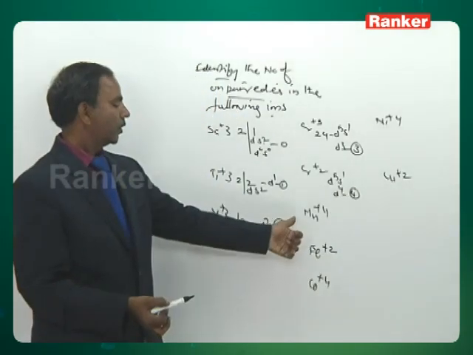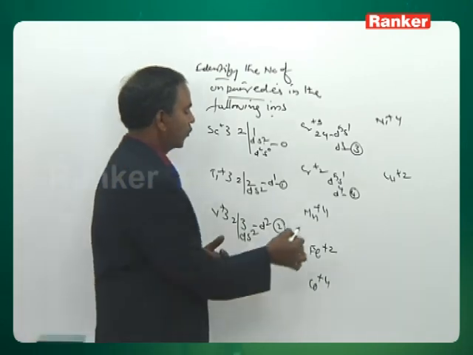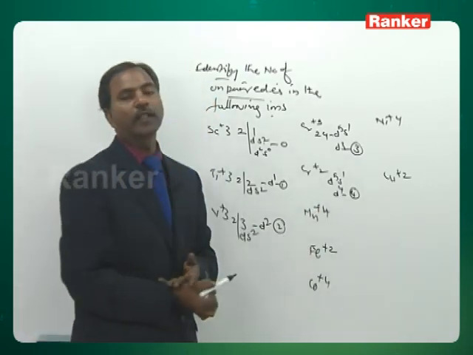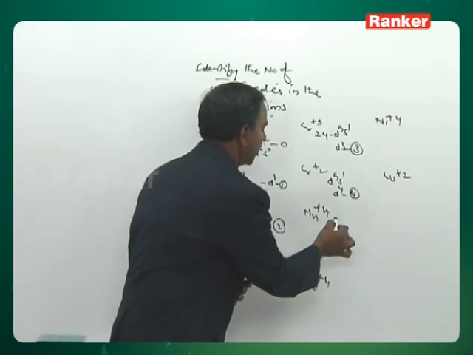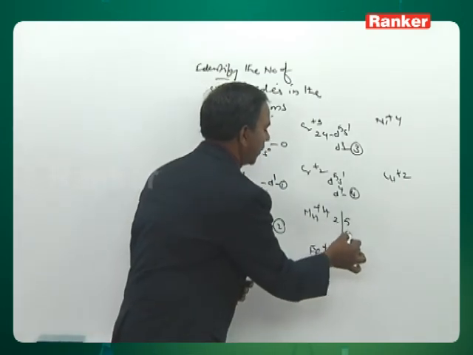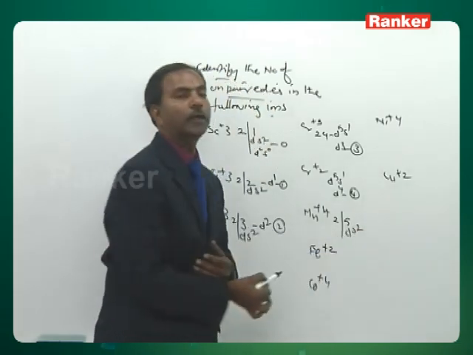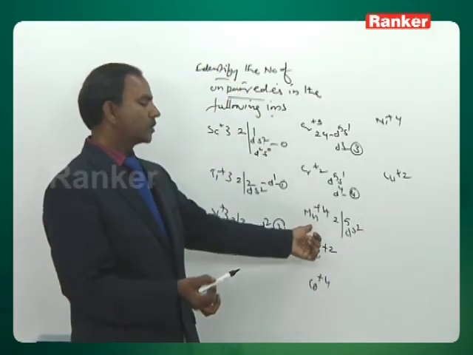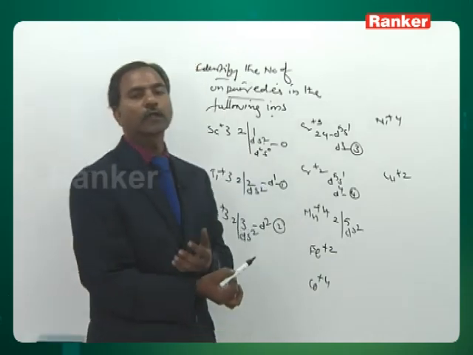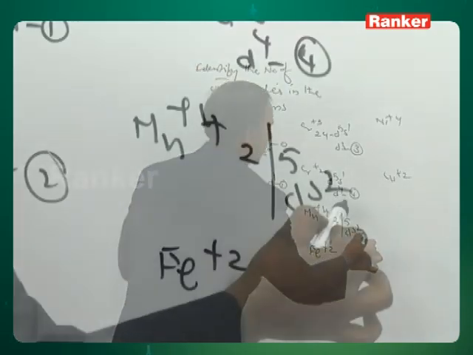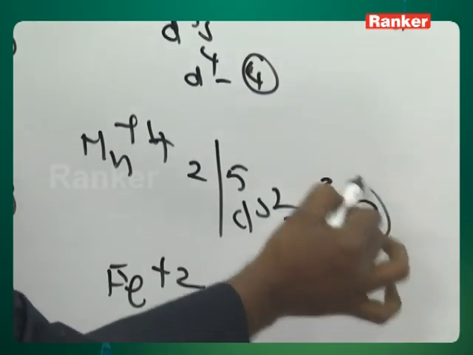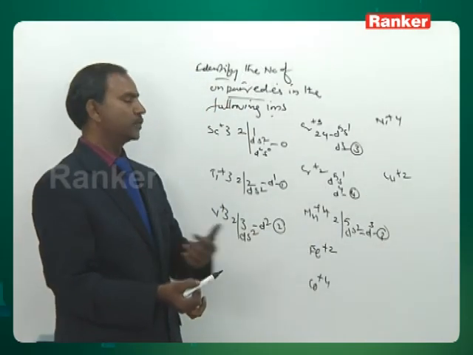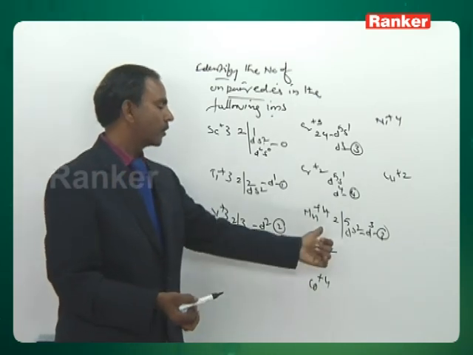Coming to this particular manganese plus 4. What is the atomic number of manganese? 25. Put a line in the middle. Then it will be D5S2. How many electrons lost from here? 4. Out of 7, 4 is lost. Then remaining configuration is D3. D3 means how many unpaired electrons? 3. So, manganese plus 4 carrying 3 unpaired electrons.